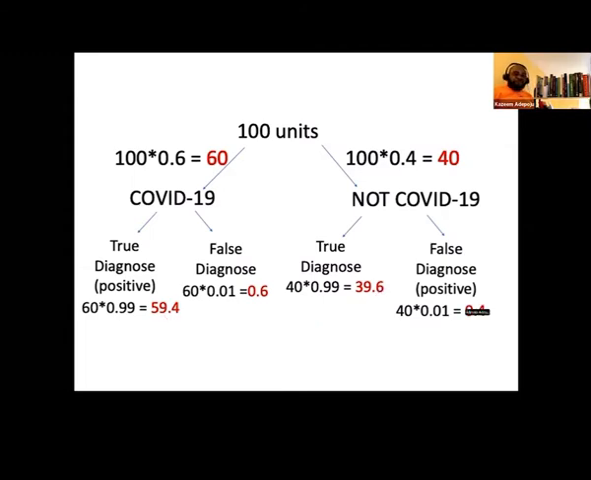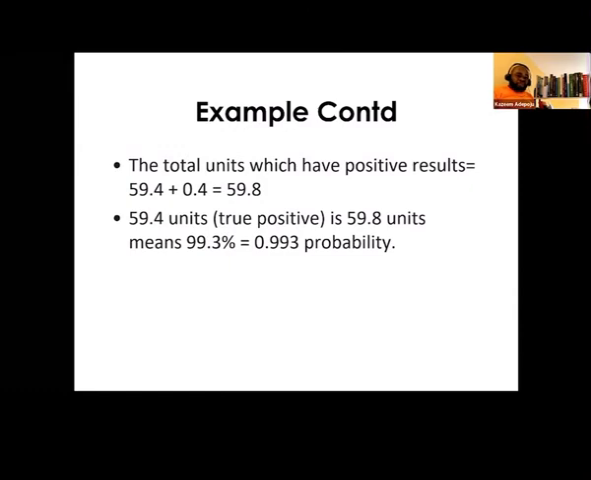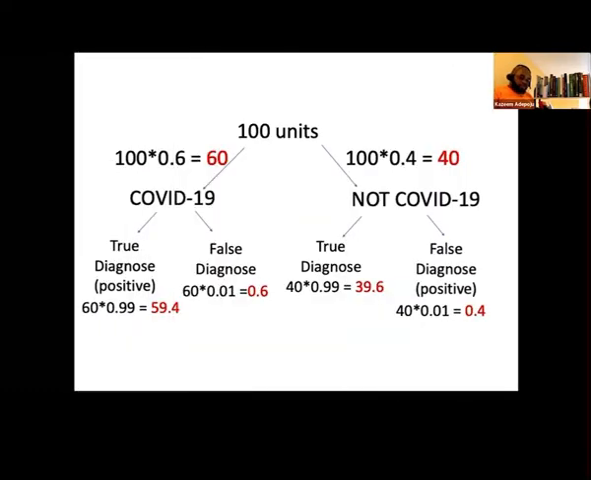Now, if I'm interested in the total units which have positive results, you could have positive results, and you may have it, you may not have it. I'm going to say that again. Where does a positive result occur? The positive result occurs here, where people really have the disease. Another positive result occurs here. But the positive result that occurs here, they did not have the disease.